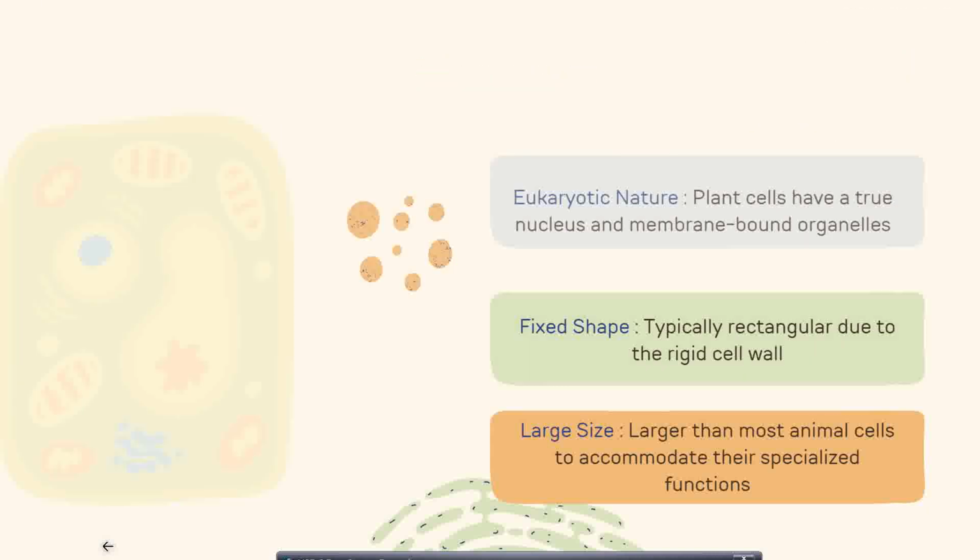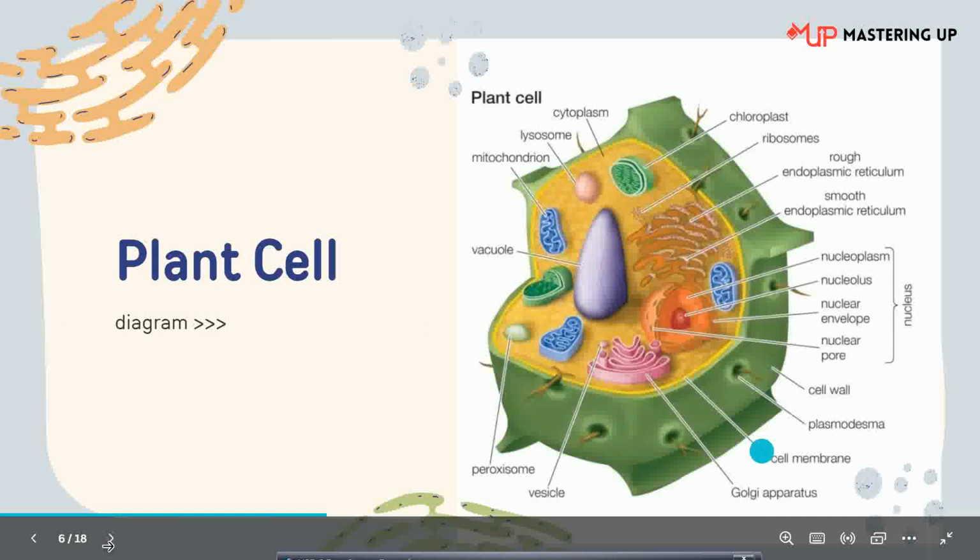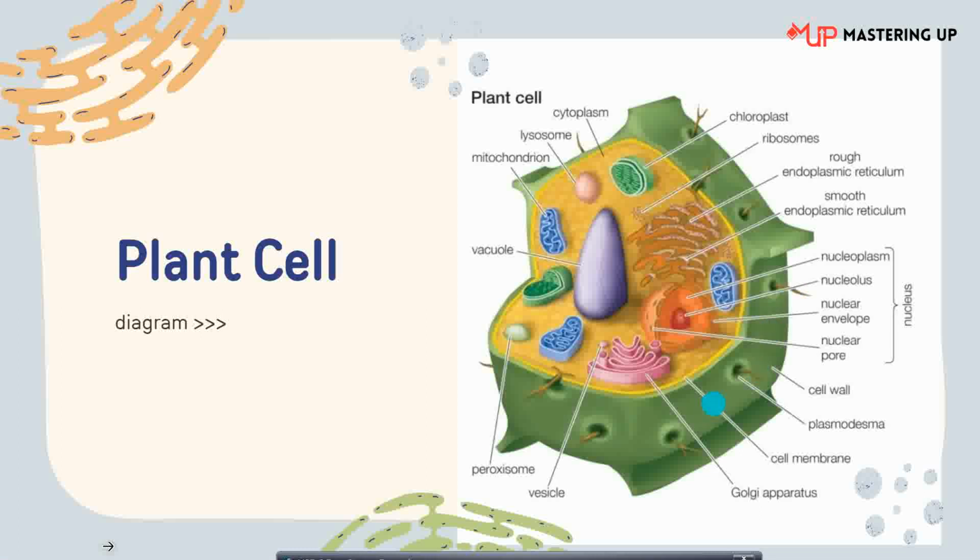Okay, now next. So here is the diagram of the plant cell. Let's look at some of the structure. Let me tell you, the outer layer we have is the cell wall, then we have the cell membrane. So here the cell wall, the green colored cell wall is there, then the cell membrane, this one, is there.